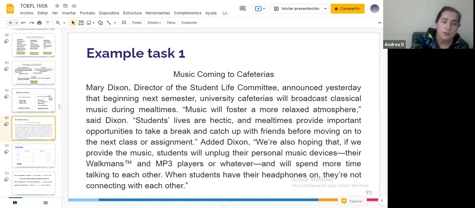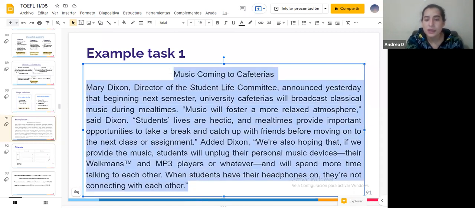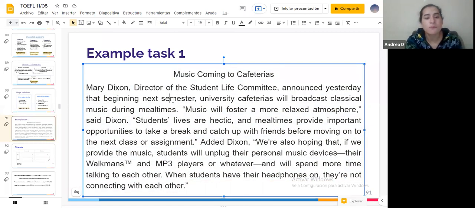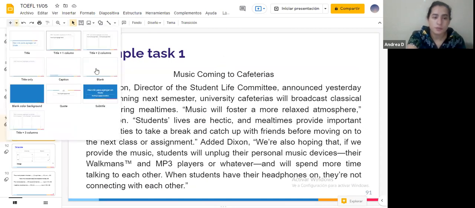Okay, now some things I've got to say here. In the reading, what you're going to be reading will not always be an announcement made by the university itself. Sometimes you will have letters, like student letters. Sometimes it will not be the university announcing something; sometimes it will be just a student proposing something. So let's create a new slide. These are your options for the reading.